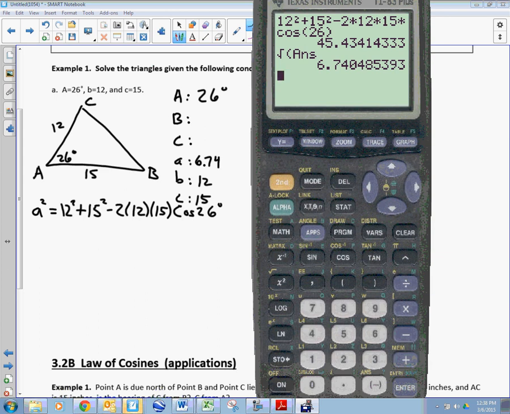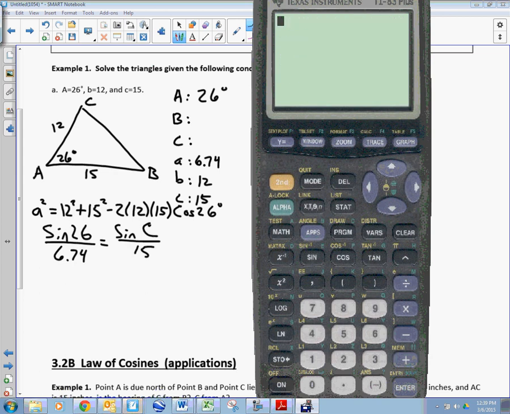I do the law of sines. Sine of 26 over 6.74 equals the sine of C over 15. You get 0.9756, right?